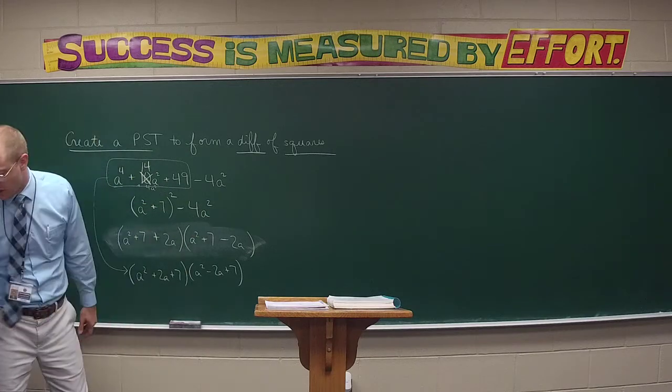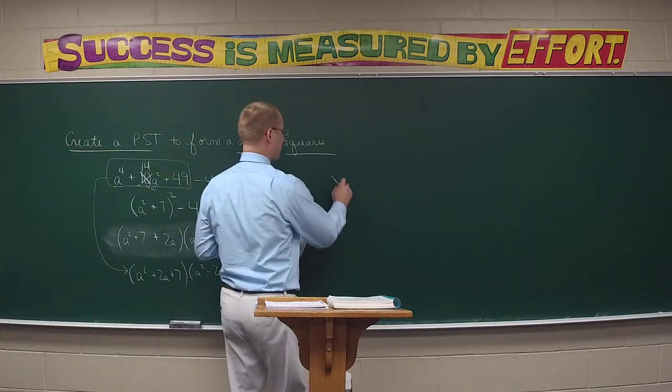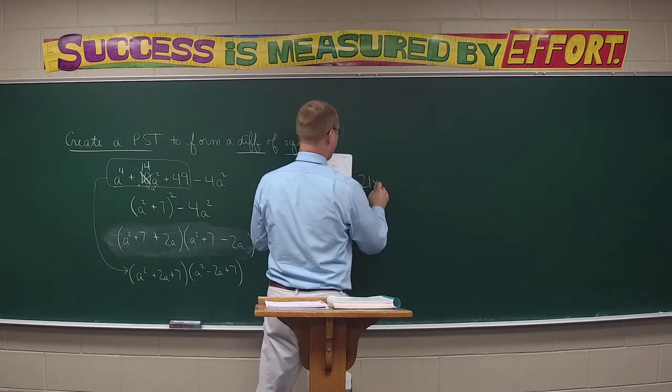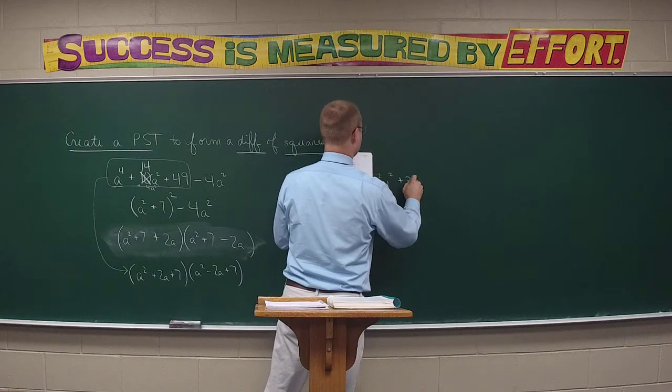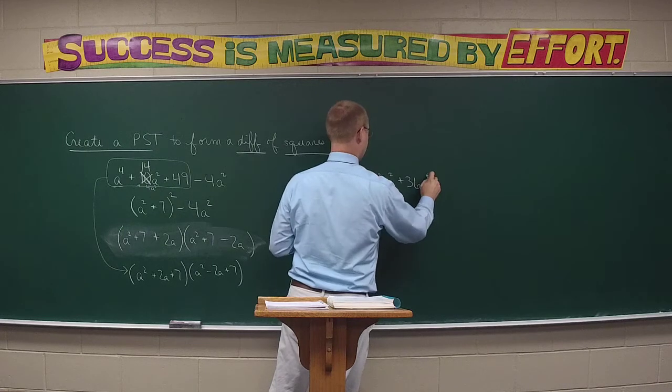Write this example down now, if you would. x to the 4th, negative 21x squared y squared, positive 36y to the 4th.